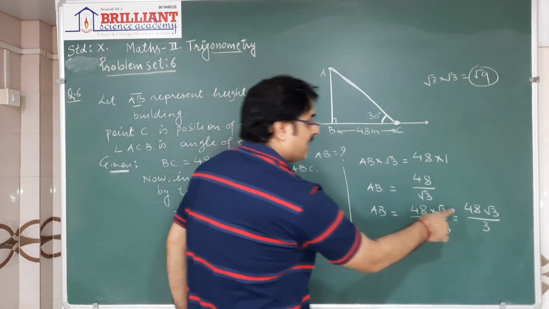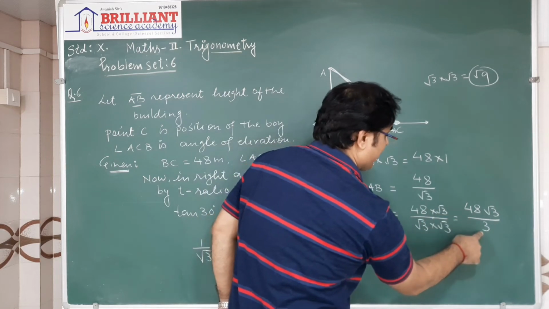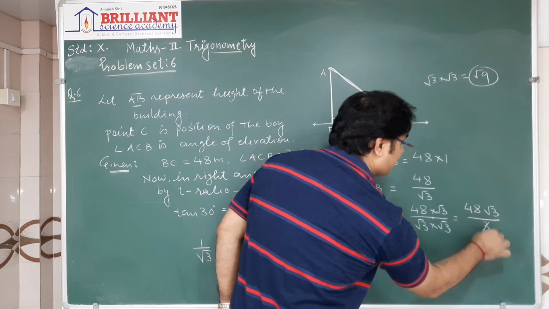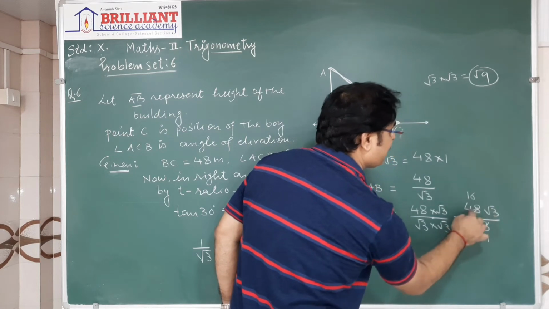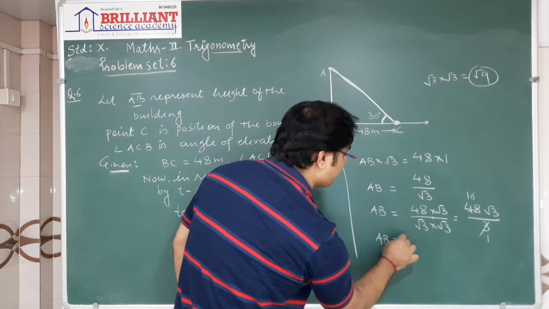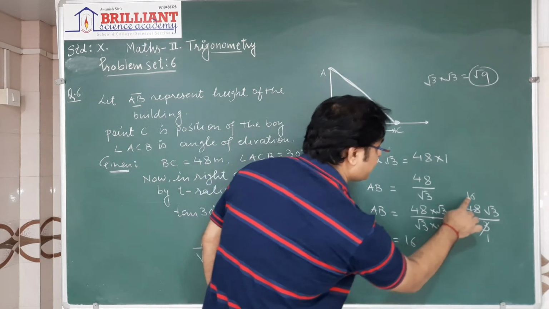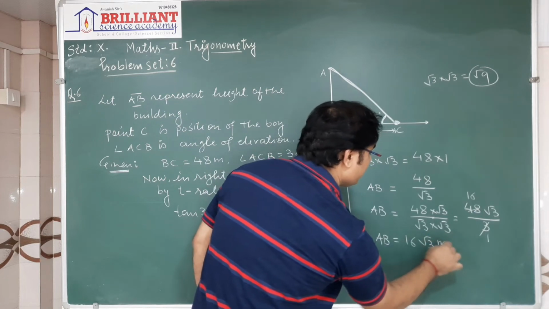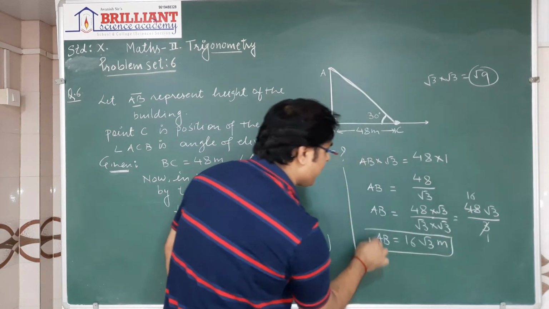So the product of root 3 and root 3 is 3. Now this 48 cancel out by 3. इस 48 को हम 3 से कैंसिल कर सकते हैं. 3 1 जा 3 and 3 16 जा 48. So we get AB is equals to 16 root 3. 16 root 3 meter. This is your answer.